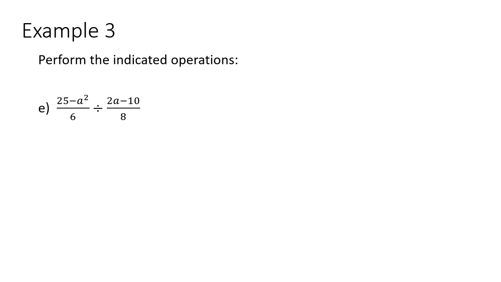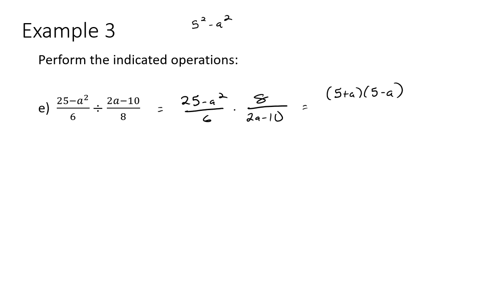All right, so first things first, because this is division, I'm going to begin by flipping it. 25 minus a squared over 6 times the reciprocal, 8 over 2a minus 10. And then I'm going to start factoring. So once again, 25 minus a squared is a difference of perfect squares. So that's going to factor into 5 plus a times 5 minus a.